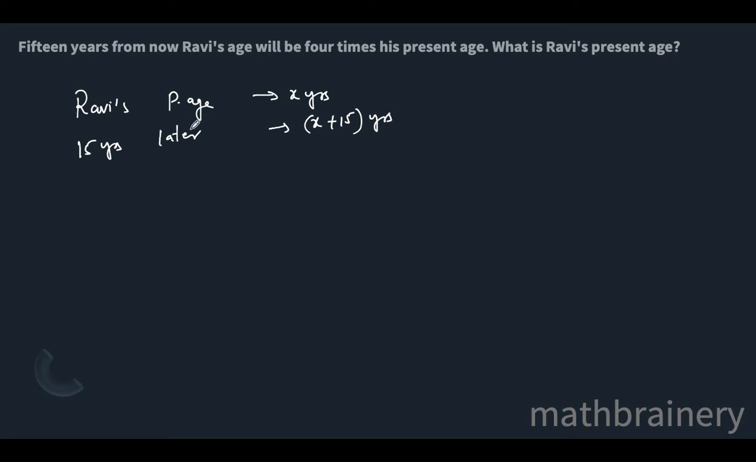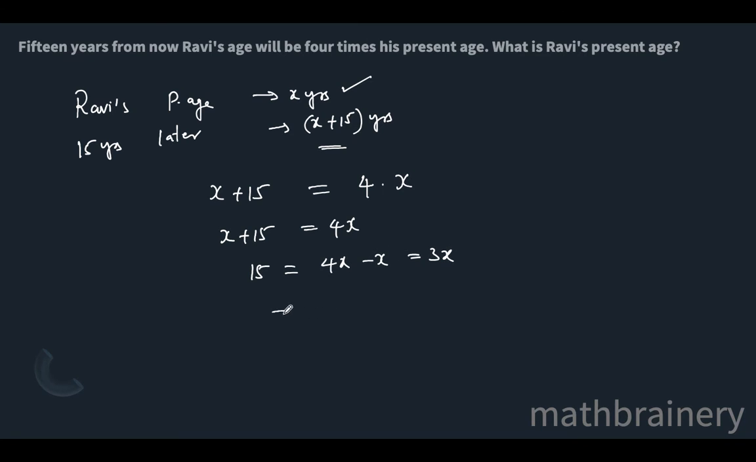Now, what is the condition? 15 years from now, Ravi's age will be 4 times his present age. That means this x plus 15 must be 4 times the present age, which is x. Let's simplify. You have x plus 15 is equal to 4x. So 15 is equal to 4x minus x, which is 3x.